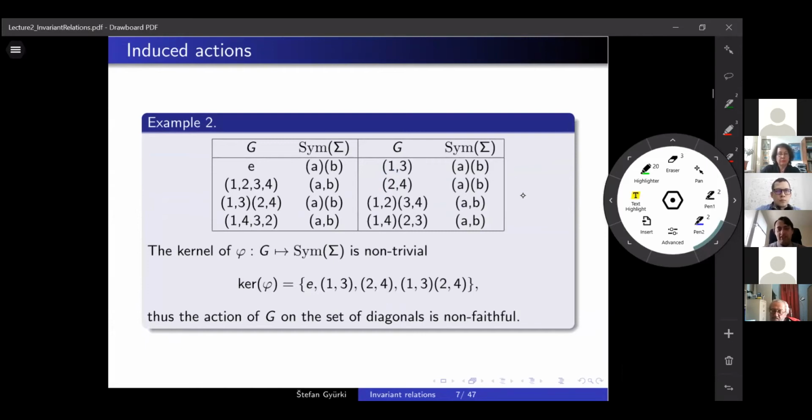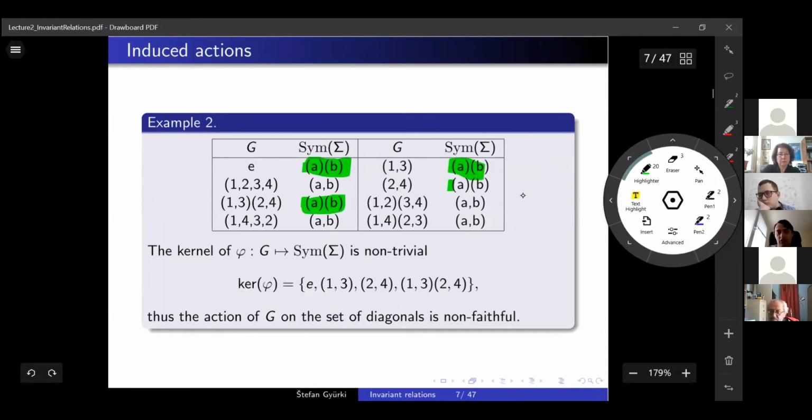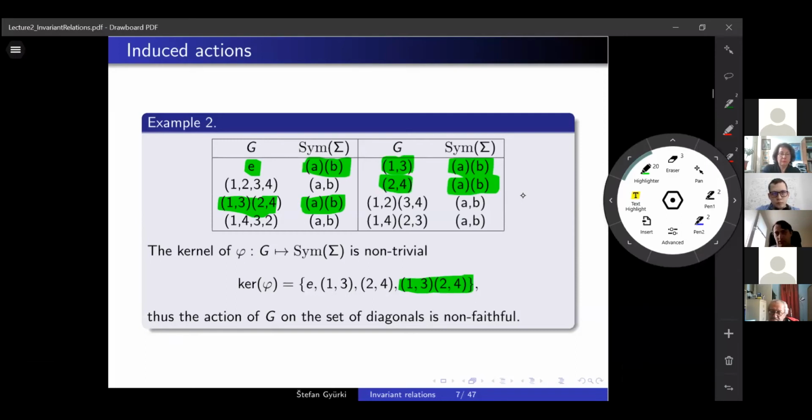So if I consider all the permutations which are induced by single elements of the group, I will see that there are 4 elements which are preserving the diagonals in place. That means the kernel of this induced homomorphism consists of 4 elements: of course the identity, the element (1, 3)(2, 4), and also the reflections along the diagonals. So this is, I would say, a typical example of a non-faithful action.